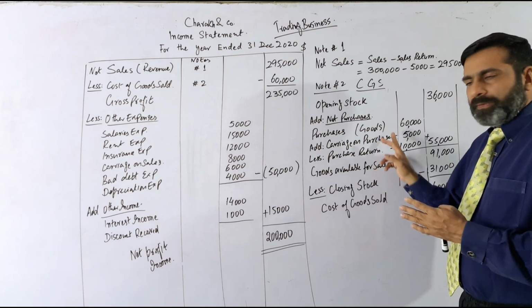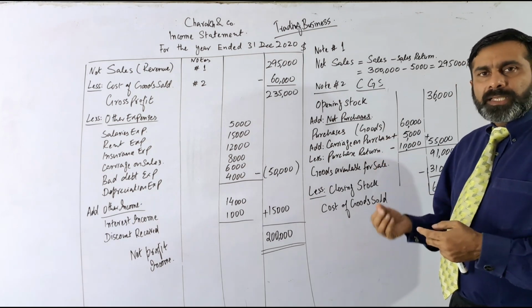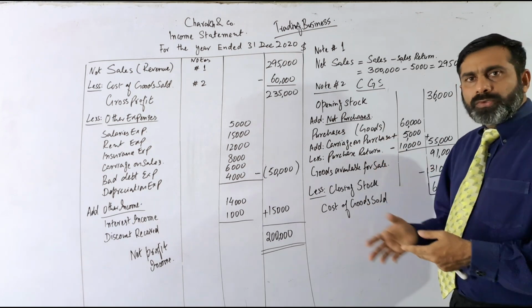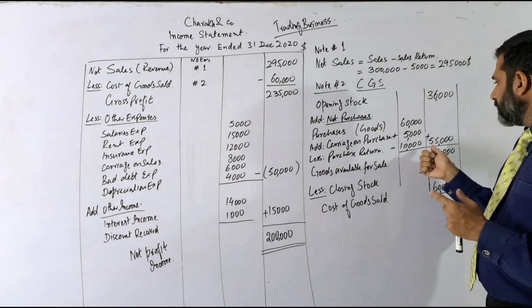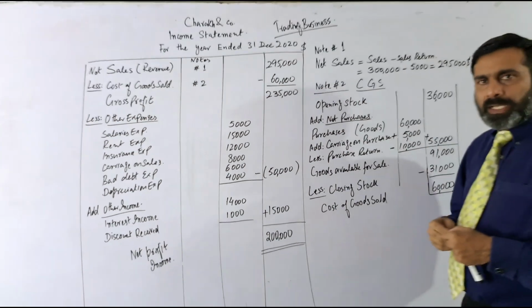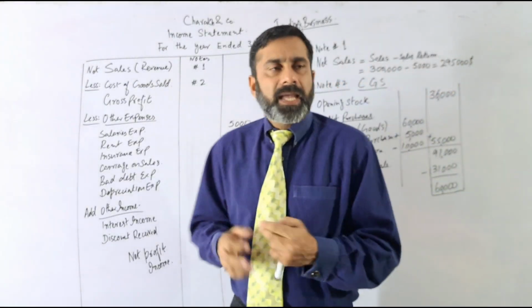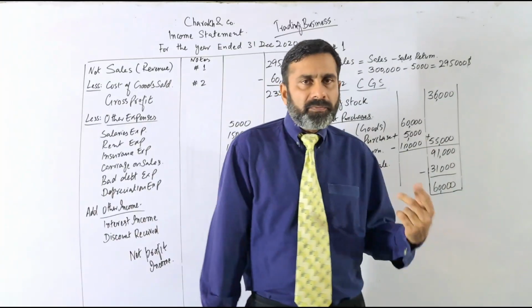Plus we have that one. Then there is a 10,000 amount which they have returned to the suppliers. So the net purchases, or what we say the total purchase value, is only 55,000. So this is the goods which they have purchased, 55,000.